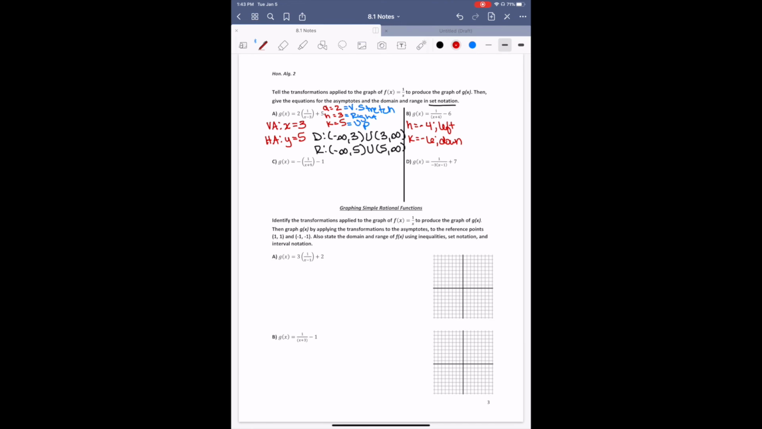Okay. Our vertical asymptote is now located at x equals negative 4, and our horizontal asymptote is now located at y equals negative 6. For the domain, we go from negative infinity to negative 4, and from negative 4 to positive infinity. For the range, we're going to go from negative infinity up to negative 6, and from negative 6 to positive infinity. All right, go ahead and hit the pause button and try C and D.